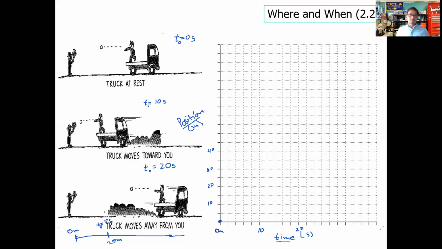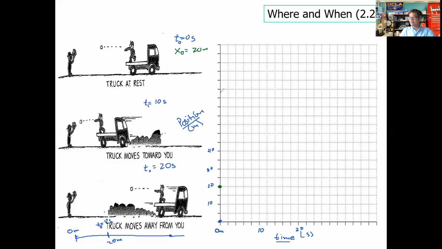All right. So now that we have that labeled, let's indicate the motion here. The truck starts out at a position that is 20 meters away. So x initial here is going to be 20 meters. We'll say the truck starts out right there.